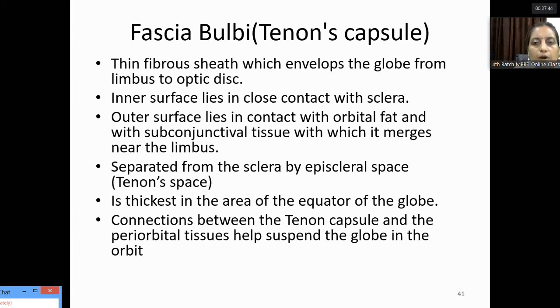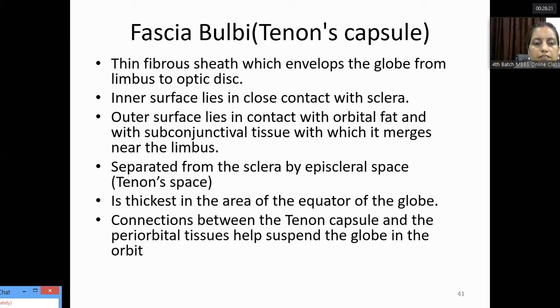So fascia bulbi or Tenon's capsule is a covering sheet. Its inner surface lies in close contact with the sclera, and its outer surface is in contact with the orbital fat and subconjunctival tissues, with which it merges near the limbus. It is separated from the sclera by the episcleral space called Tenon's space. It is thickest in the area of the equator of the globe, and its connections between the Tenon's capsule and periorbital tissue help suspend the globe in the orbit.